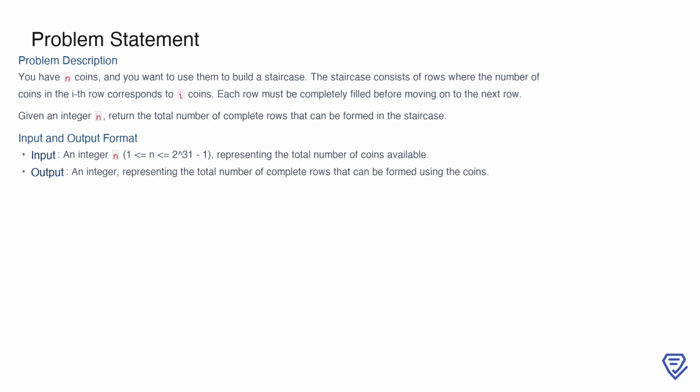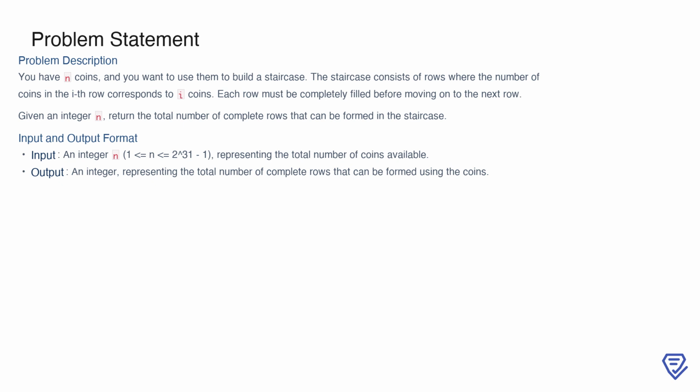In this problem, you are given a total of n coins, and the goal is to arrange these coins to form a staircase. Each row in the staircase must contain a specific number of coins, where the ith row has exactly i coins. For example, the first row will require 1 coin, the second row will require 2 coins, and so on. The important condition here is that you must fill each row completely before moving on to the next one. Based on the total number of coins provided, your task is to determine how many complete rows can be formed in the staircase. The input is an integer n, which represents the total number of coins, and the output is another integer that represents the total number of fully completed rows.